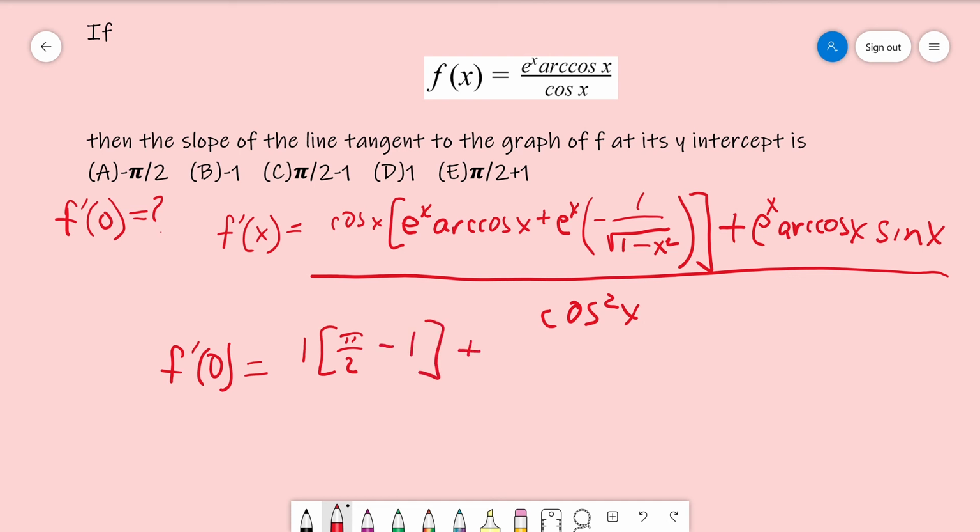Plus, now e to the x arc cosine x sine x. Well, sine of 0 is 0, so that whole thing is going to just be 0. And then cosine of x, cosine of 0 is 1, squared is also 1. So this whole thing just simplifies to pi over 2 minus 1, which is answer C.